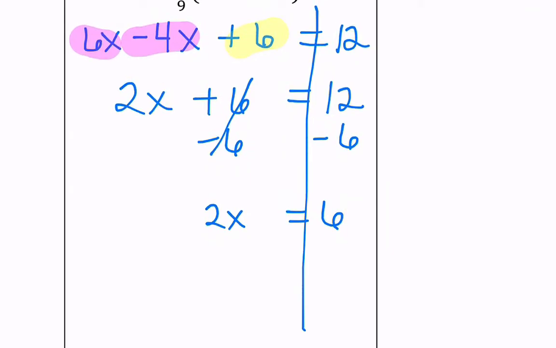Almost done. The only thing left to get rid of now is that 2, and notice that that 2 is touching the x. Remember, when they touch, that means multiply. So the opposite of multiply is divide, and I divide by that number out front. It's called the coefficient. What I do on one side, I do on the other. My 2 on top cancels my 2 on bottom. So the only thing left on the left-hand side is that x that drops down. Equal sign on our line. On the right-hand side, 6 divided by 2 is 3.